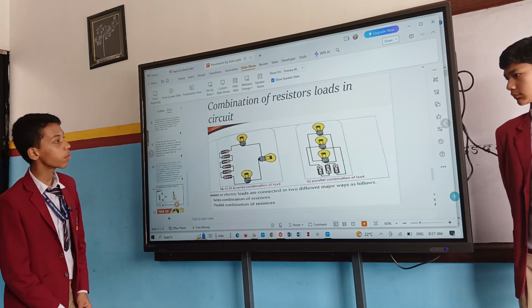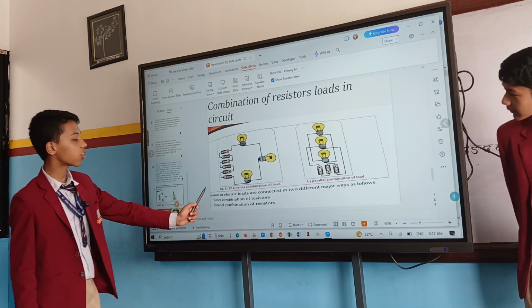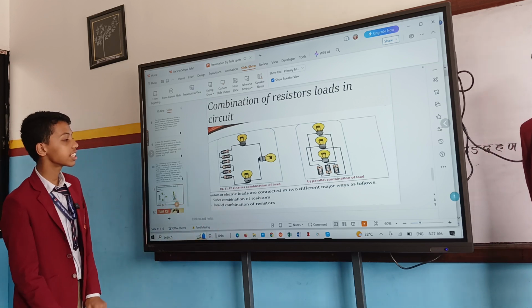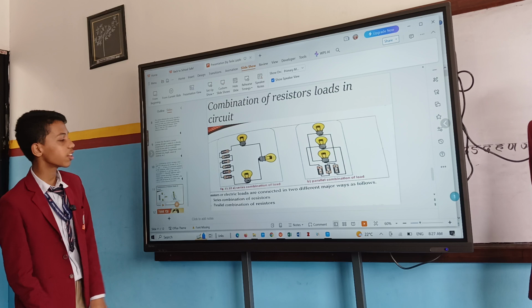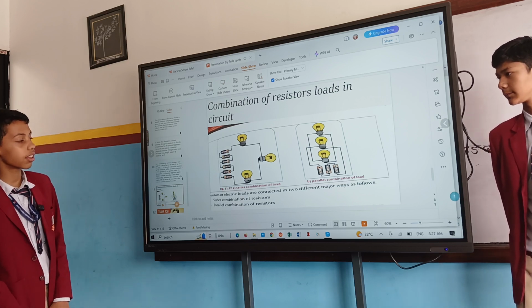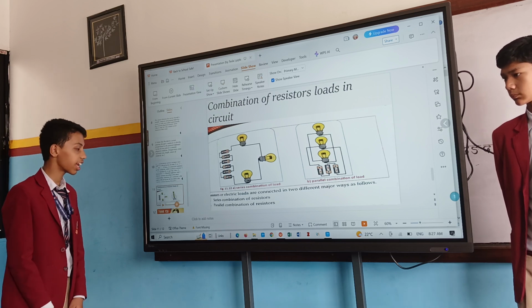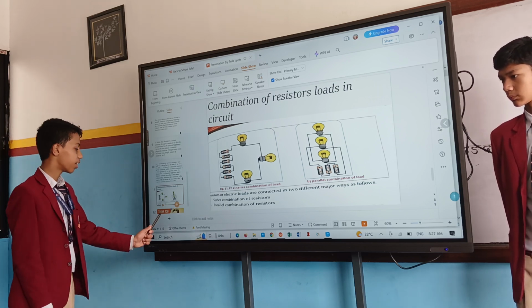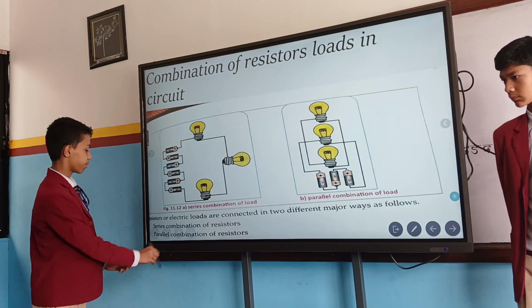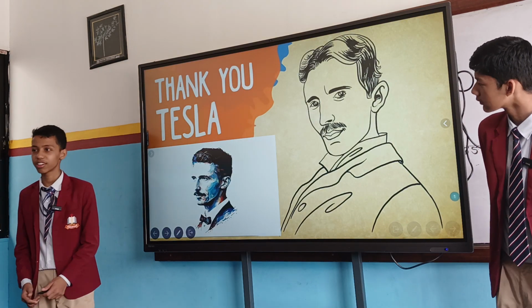And here is given the combination of resistors, or loads, in a circuit. This is a parallel combination of loads, and this is a series combination of loads. Resistors or electric loads are connected in two different major ways as follows: series combination of resistors and parallel combination of resistors. By saying this much, we would like to conclude our presentation.